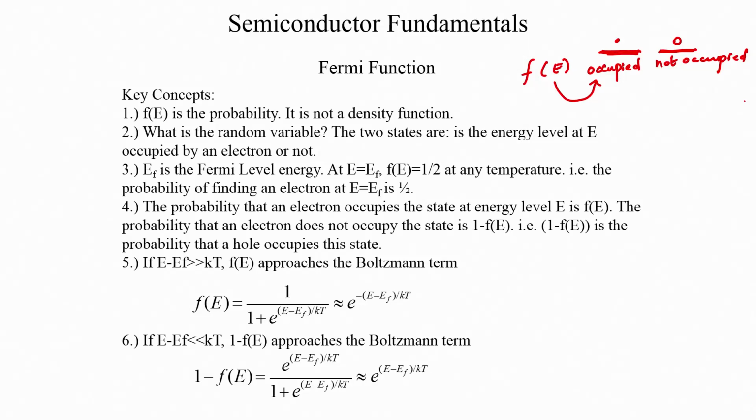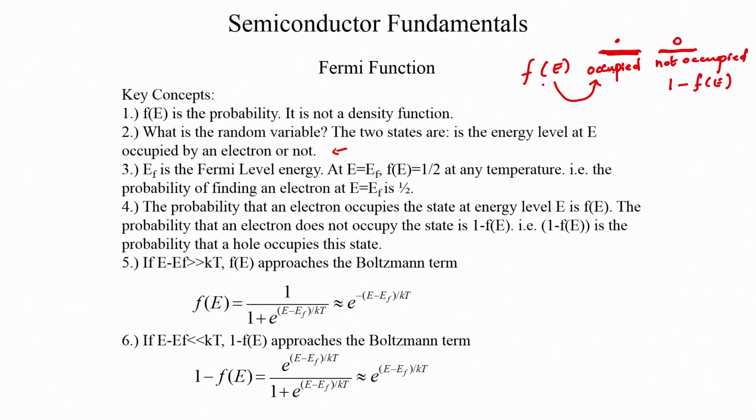So, if f of E is the probability that it is occupied, what is the probability that it is not occupied? It has to be 1 minus f of E, because the summation of the probabilities of these two states occurring has to be equal to 1. It has to be either this or that, there cannot be a third option. So, that is the second point, which is the random variable is the occupancy or non occupancy.